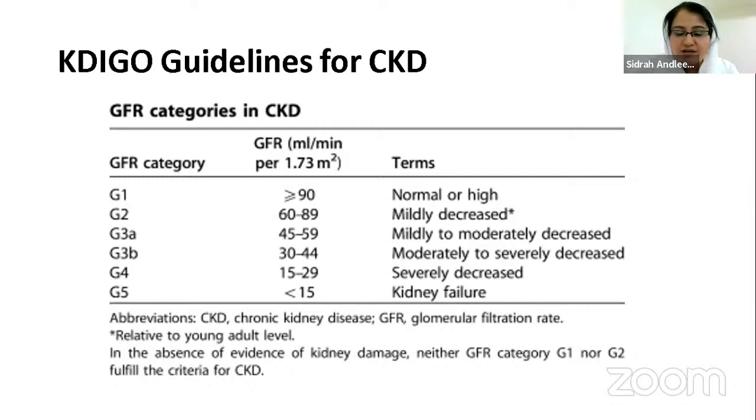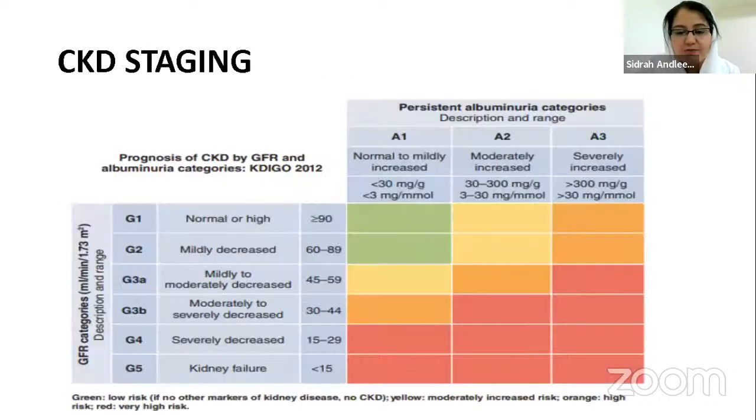Then grade 4 is 15 to 29, and any functionally anuric patient that is less than 15 mL per minute would be a grade 5, which is like an end-stage renal disease. Right, so it's important to remember all of these categories because it helps us manage our patients well.